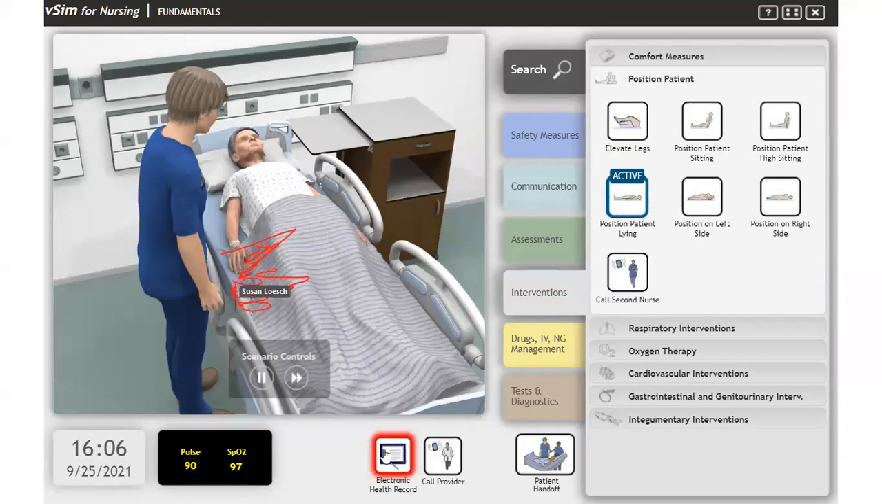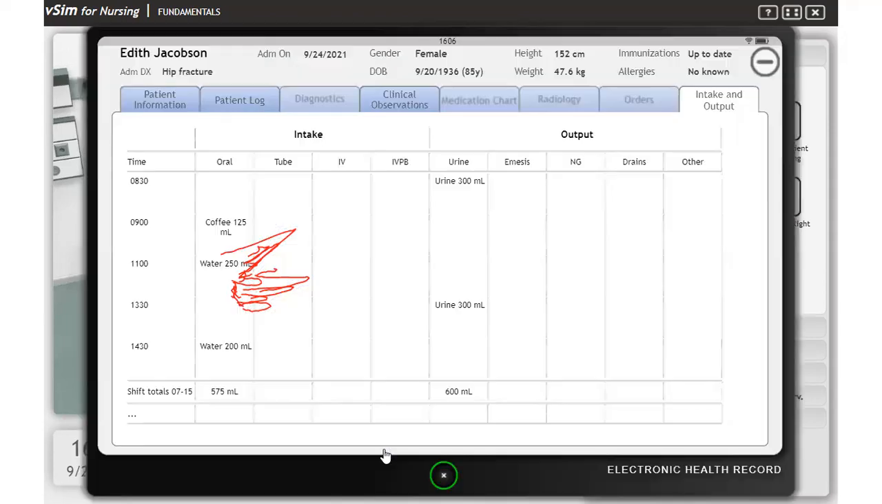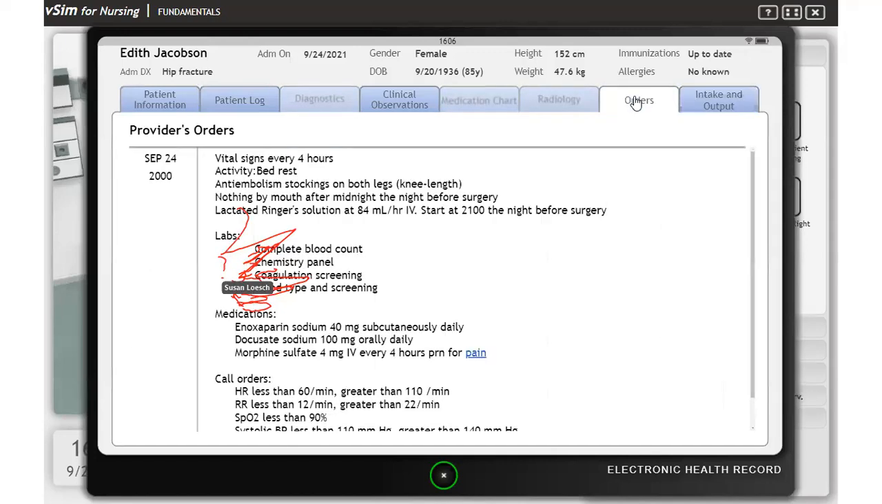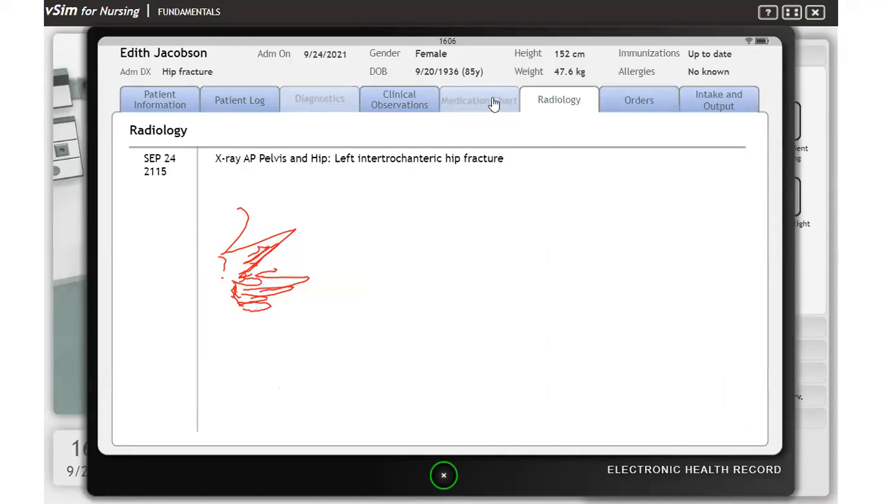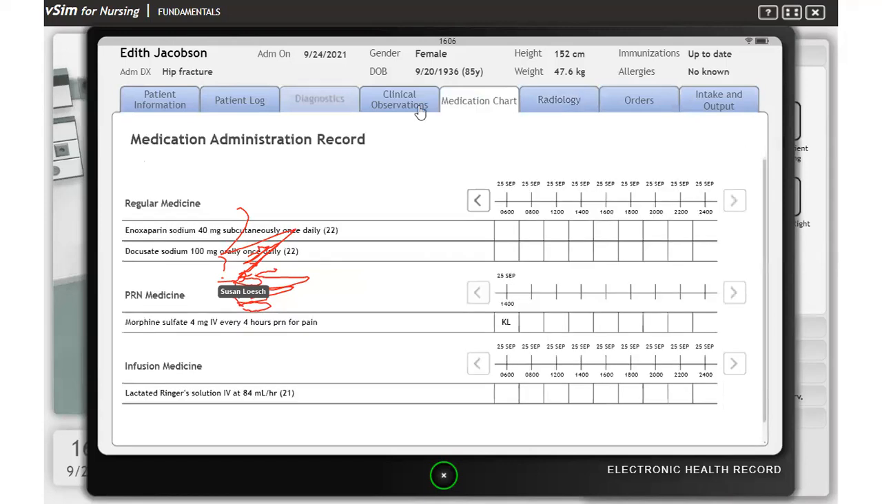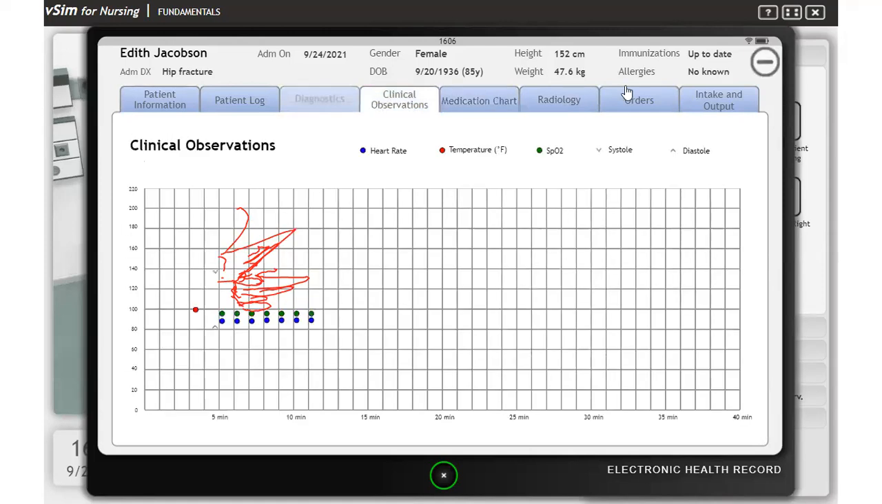If you see this electronic chart blinking down here, it's blinking for a reason. I know it's been blinking for a while. Just click on it and see what it wants you to see. I don't know what it wants us to see, but it wants us to see something, probably in the orders. But she doesn't get any medication, so I'm not quite sure what it wants us to look at. Maybe something to do with those stockings.